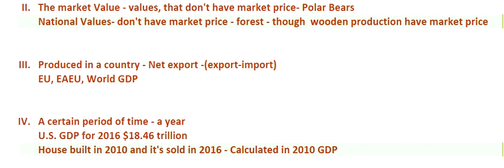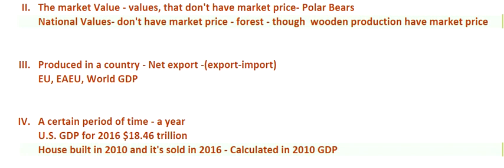For instance, GDP of US for 2016 was $18.46 trillion. Oh, this is a really big number. Here are all final products that are produced in 2016. But take attention, if a house was built in 2010 and it is sold in 2016, this price is not calculated in GDP 2016, but it is calculated for 2010.